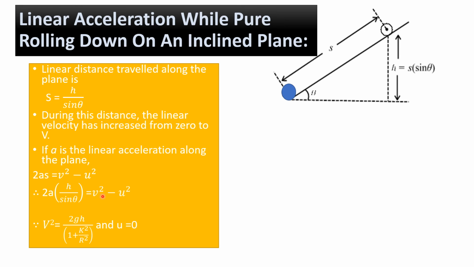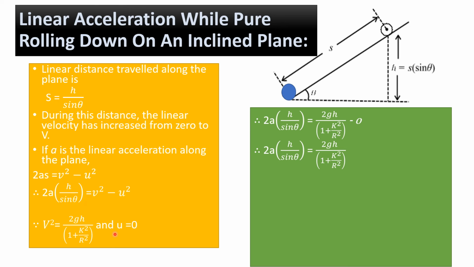We know that v is the linear speed of an object which is rolling down an inclined plane, and that value is v equal to square root of 2gh upon 1 plus k square upon r square. Hence we can write v square is equal to 2gh upon 1 plus k square upon r square, where k is the radius of gyration and the initial speed value is 0. So we can write here u is equal to 0. Just substitute the value in this equation.